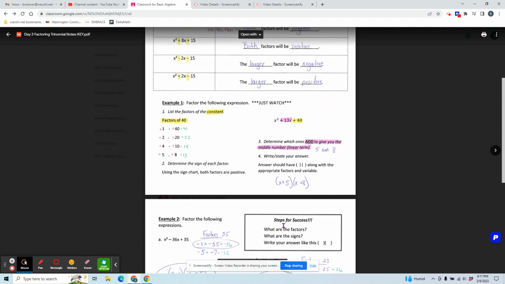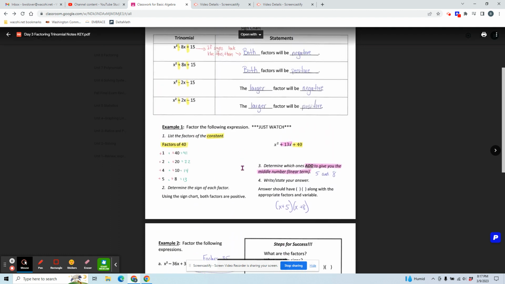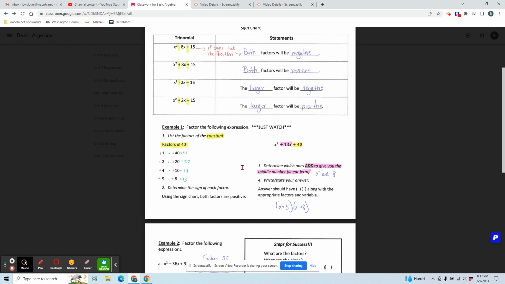So in order to be successful, we're going to use our steps for success. And we're going to keep in mind that our leading coefficient, or the number in front of our squared term, is a 1. That's why all of this works. If it was not a 1, we would have to do something different.